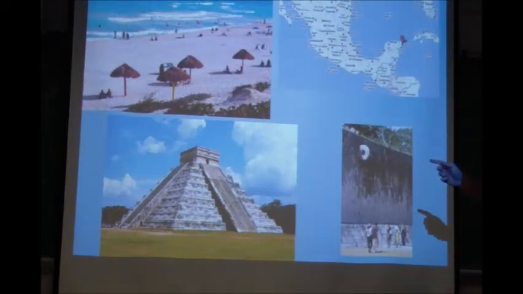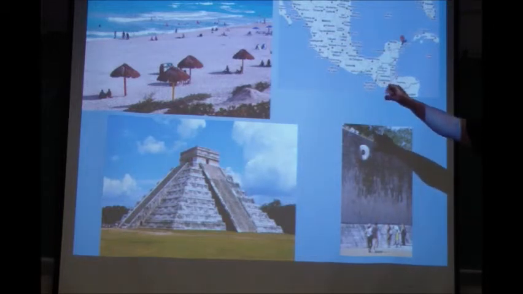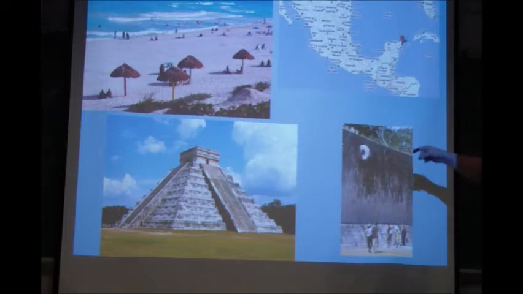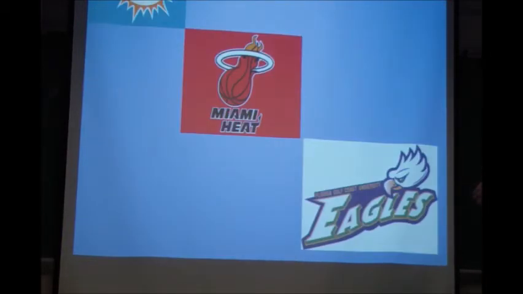Cancun is also a huge place to go on a cruise. They're known for their famous beaches. And the top left is Playa Delfines, which is Dolphin Beach. Chichen Itza is a Mayan ruin site inland from Cancun, and they have about 1.2 million people visit Chichen Itza every year.